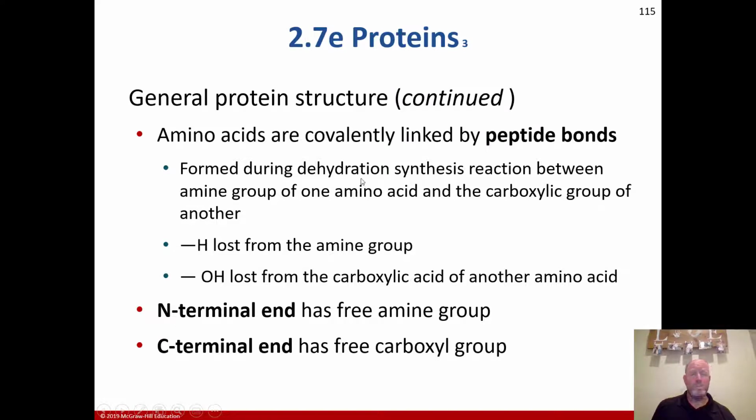Amino acids are covalently linked by peptide bonds between them. They're formed during dehydration synthesis, so an anabolic reaction, between an amine group of one amino acid and the carboxylic group of another. Hydrogen is lost from the amine group, and then hydroxide is lost from the carboxylic acid of another amino acid. The N-terminal end has a free amine group, and the C-terminal end has a free carboxyl group.